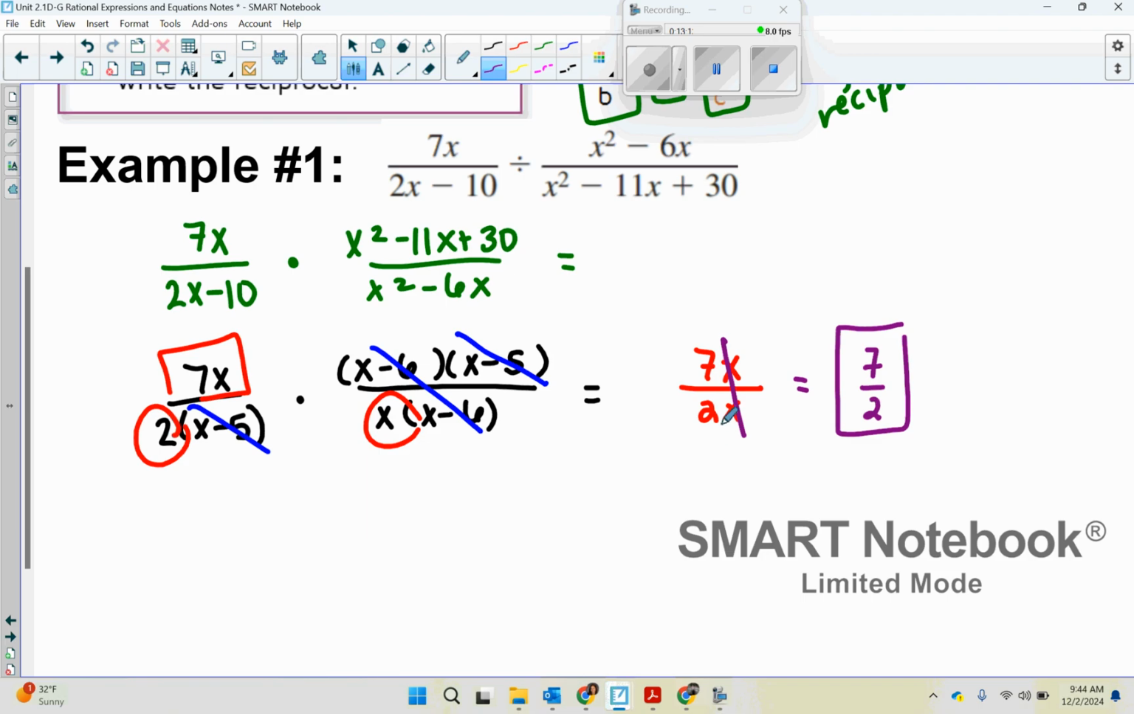Leave it as a fraction, okay? If it were 7 plus x and 2 plus x, it would not work. But this is technically 7 times x and 2 times x, so we can cancel the x's down, okay?